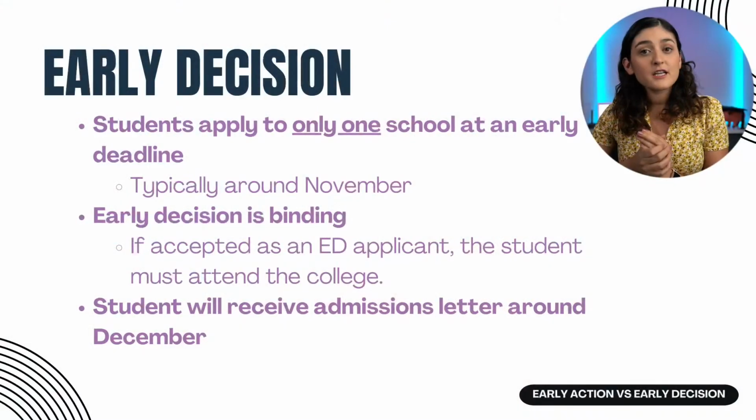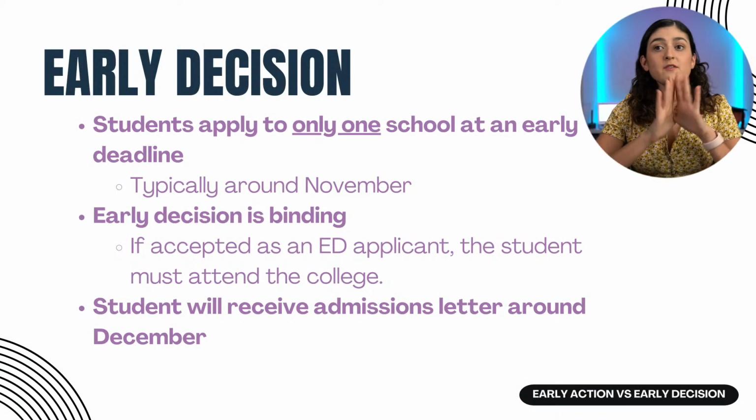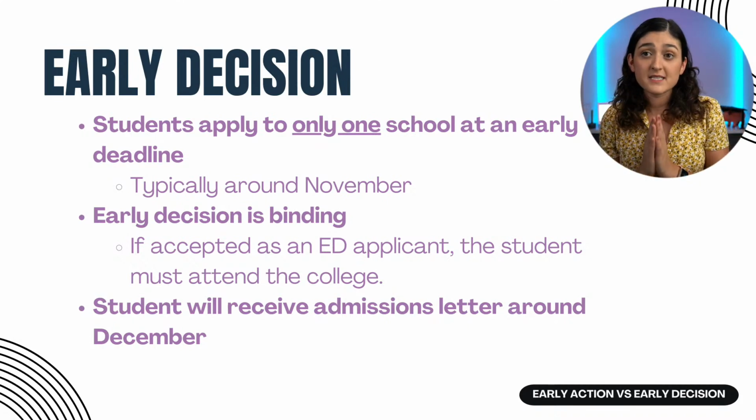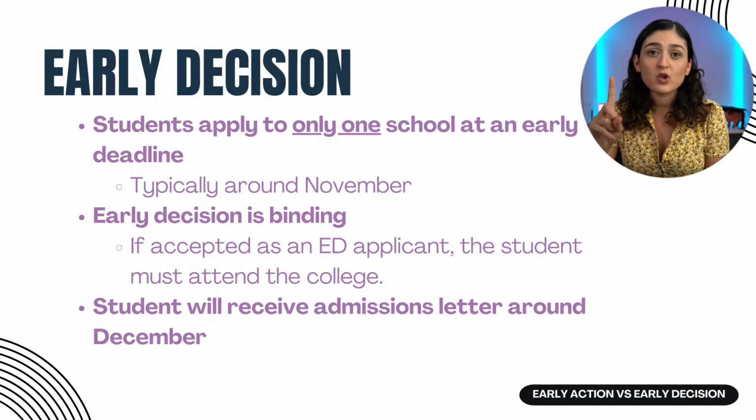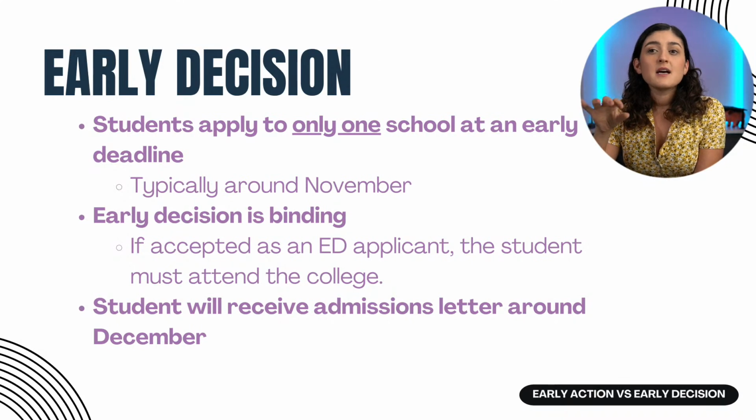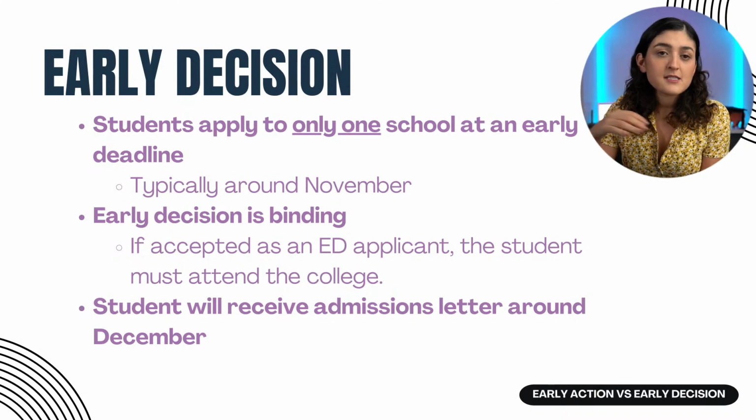All right, so early action versus early decision. Let's begin with early decision. I'm going to give you an overview and explain what this is. Early decision is when students apply to only one institution, one school, at an earlier deadline, which typically happens around November. So most schools that have early decision have the deadline usually around November, right?